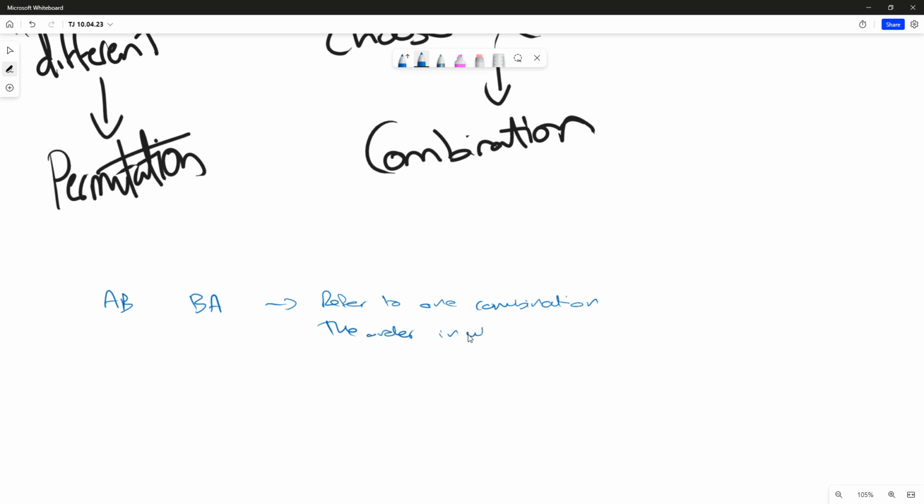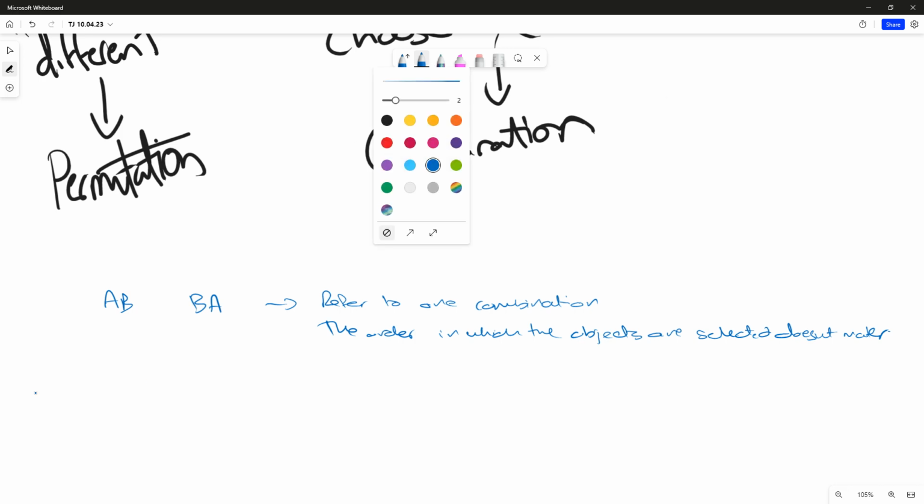The order in which the objects are selected does not matter. It focuses on the selection of objects without regards to order in which they are selected. So we're not regarding the order in which they are selected. So when order does matter, it's a permutation. When order doesn't matter, it's a combination. All right, let's go to the next one. The next one, okay, let me just draw this line.